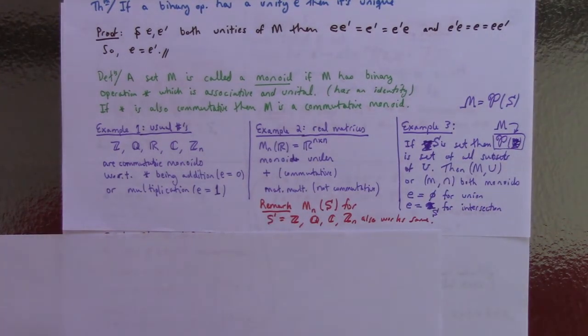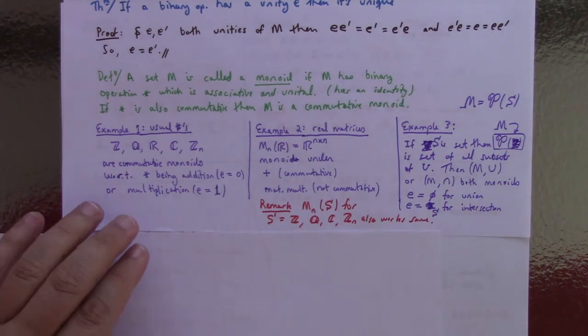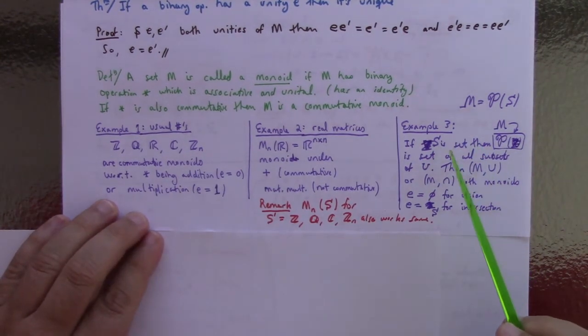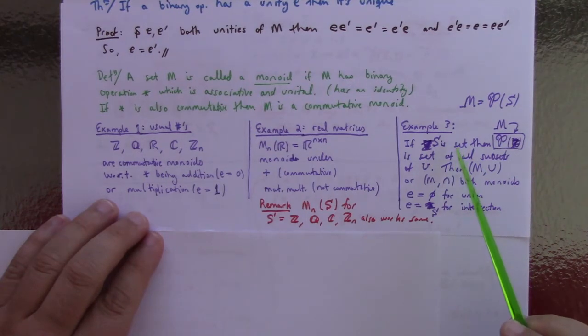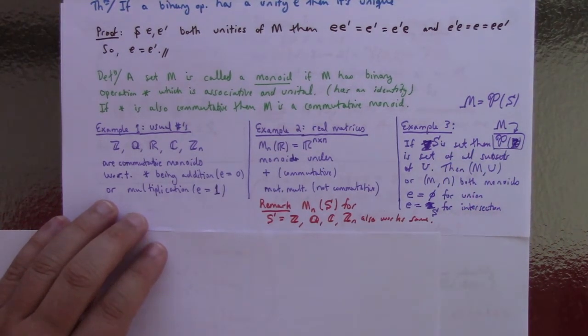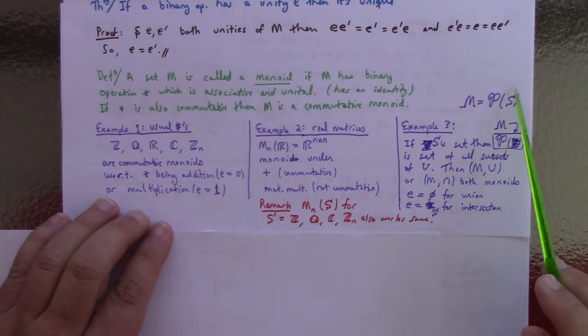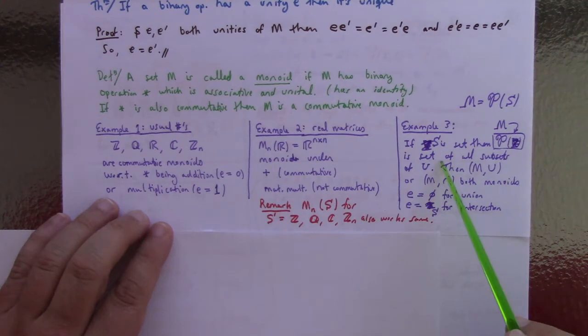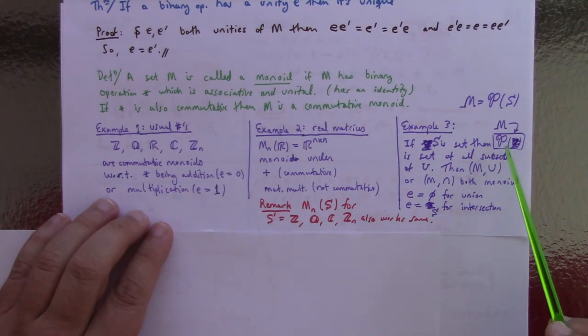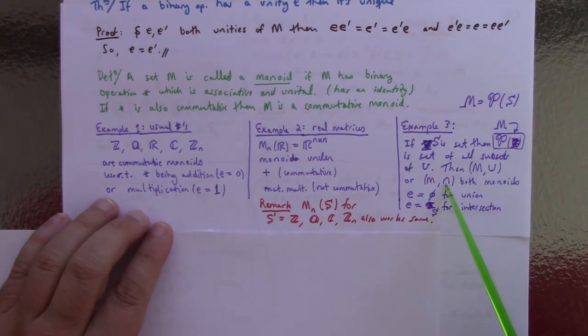Example 3 is that if we take, sorry, my paper's a little bit yucky here, basically just take a non-empty set. If we had class right now, we'd be talking about the empty set, but haha. So anyway, if we take the power set, in other words, the set of all subsets of M, then this forms a monoid, either with respect to union of subsets or intersection of subsets.